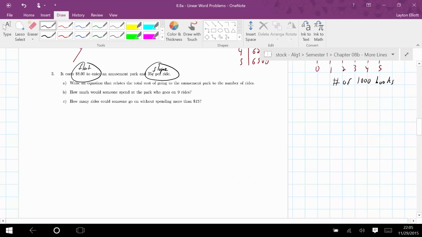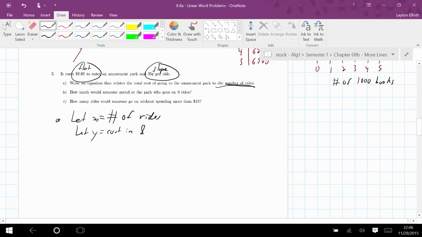And the flat cost acts as the y-intercept, and the 35 cents acts as a slope. But before you write that, we need to define variables. So I'm going to say let x equal the number of rides, and then y is going to be equal to the cost. We can do it in dollars or we can do it in cents. Let's do it in dollars, just because we use dollars in this world now.